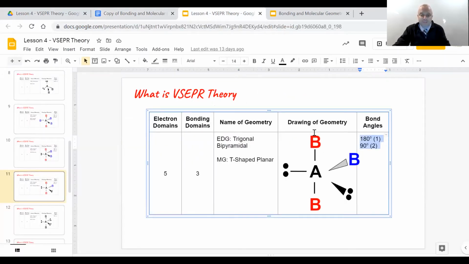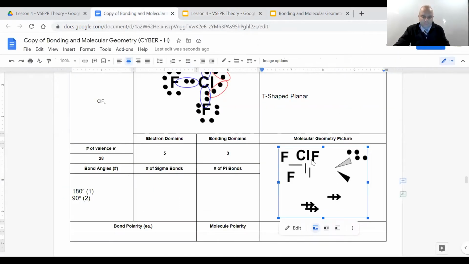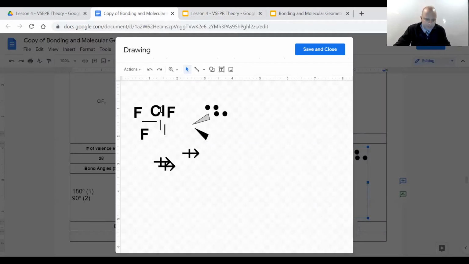Now, we're going to make our drawing look just like the drawing here. So we're going to have a fluorine up, a fluorine down, and then a fluorine in the back on this gray wedge here. The one to the left and the one to the lower right, those will both be pairs of electrons. So let's figure this out. We're going to put chlorine in the center.